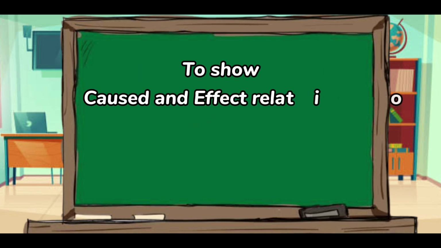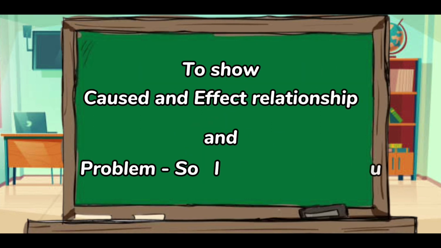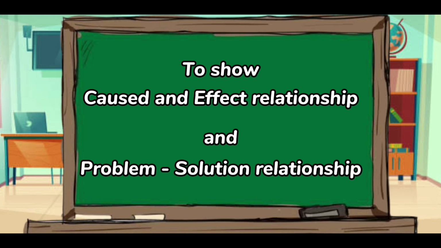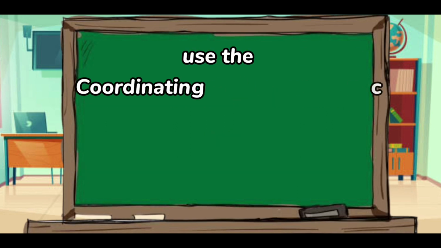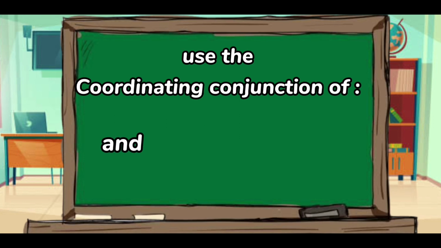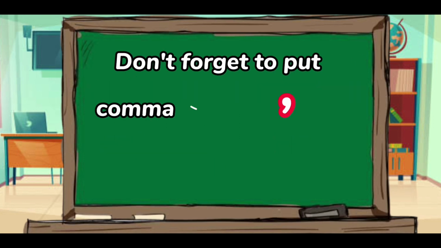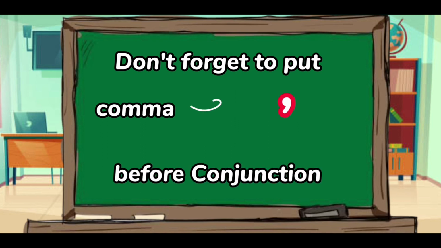To show the cause and effect and also the problem-solution relationships in a compound sentence, use the coordinating conjunctions and, for, so. We also put a comma before the conjunction.